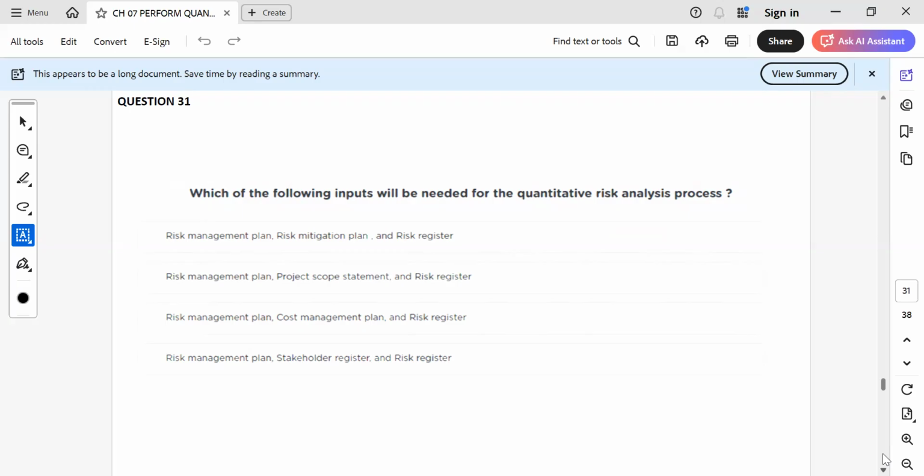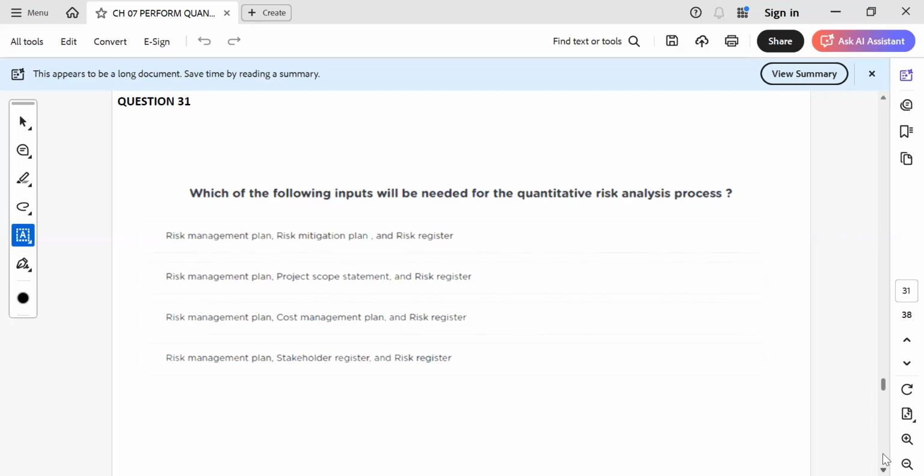So which of the following inputs will be needed for the quantitative risk analysis process? Risk management plan, risk mitigation plan and risk register; risk management plan, project scope statement and risk register; risk management plan, cost management plan and risk register; and risk management plan, stakeholder register, and risk register, right? Yes.